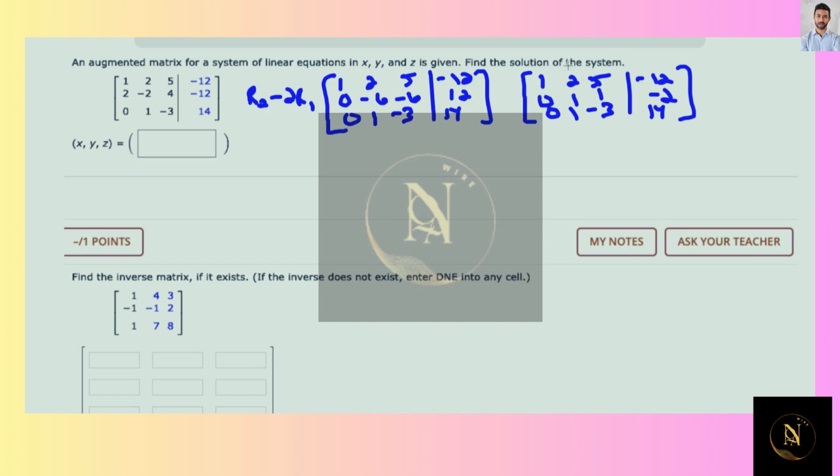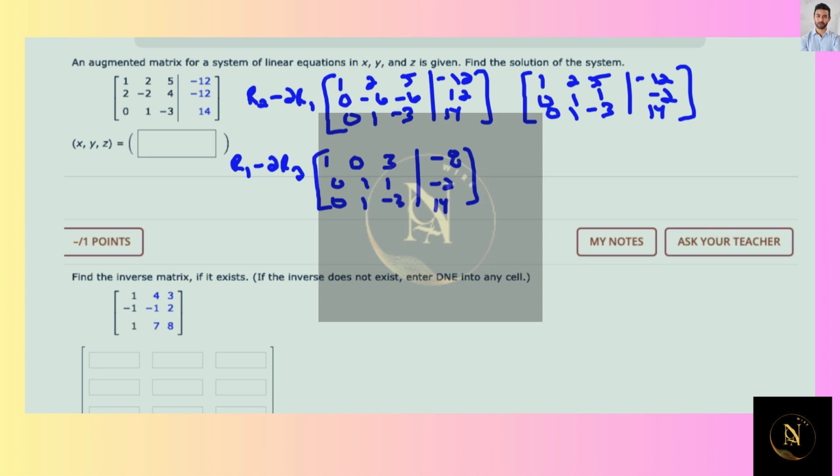Now we can get a 0 in row 1, column 2 if we take row 1 and subtract 2 times row 2. So this will be a new row 1. That would be 1 minus 0, 2 minus 2, 5 minus 2, and negative 12 plus 4. Rows 2 and 3 remain unchanged.